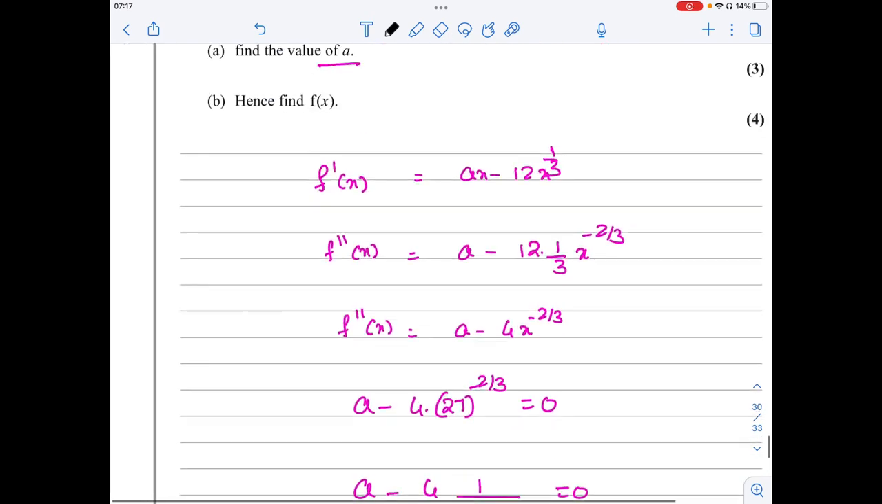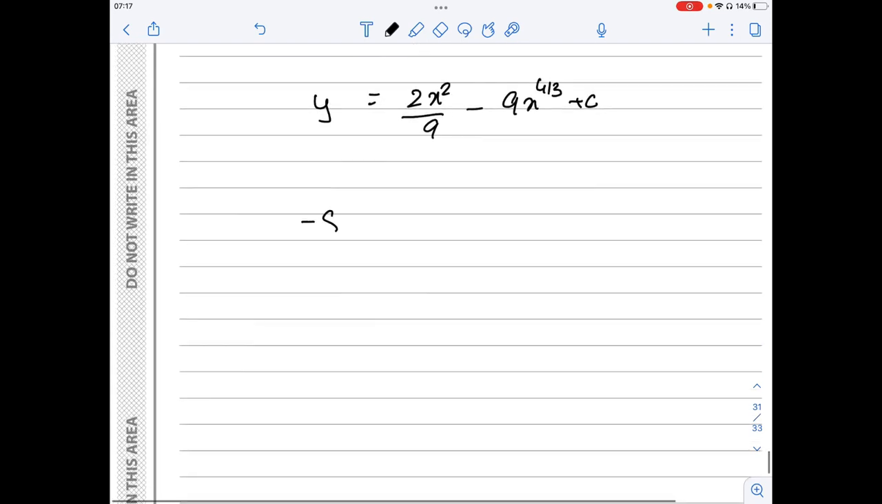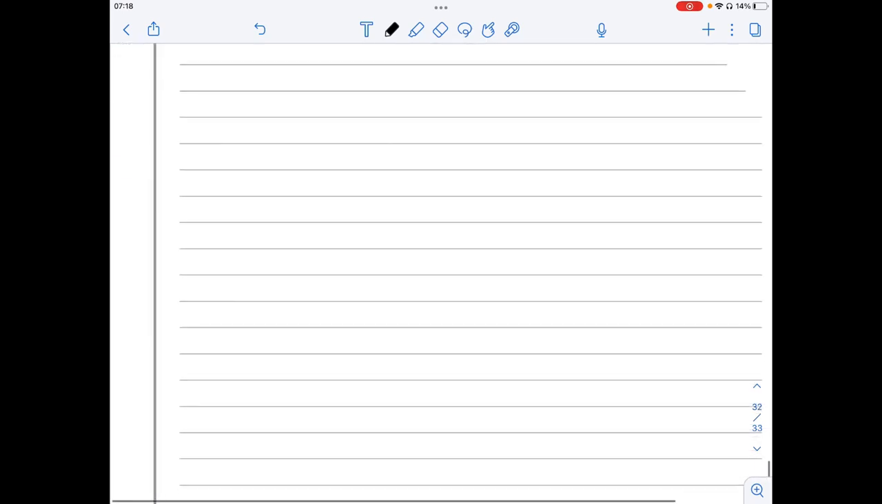Y equals this, but it passes through a given point, 1 comma negative 8. So negative 8 equals 2 upon 9 times 1 square minus 9 times 1 to the power of 4 upon 3 plus c. Directly I am writing it out, c will be 7 upon 9. So what is the equation of the curve now? Y equals 2 upon 9 x square minus 9x power 4 upon 3 plus 7 upon 9. That completes the paper.